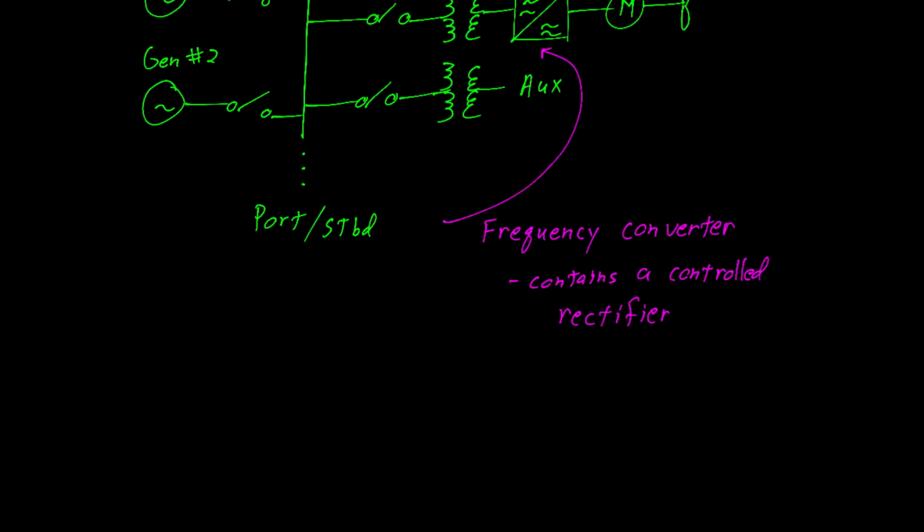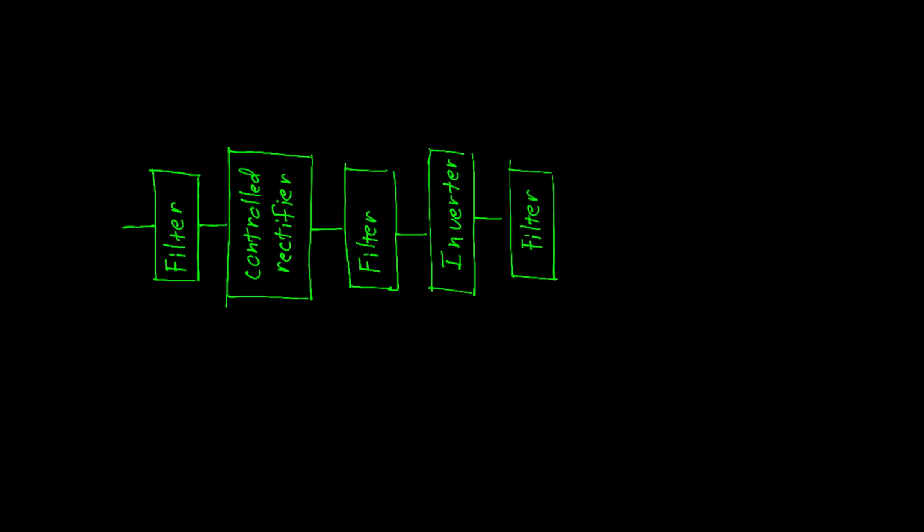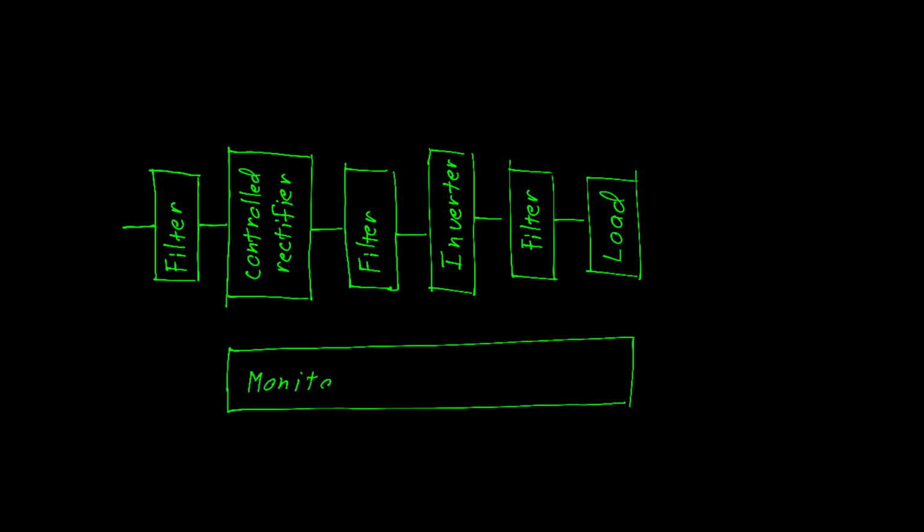If we were to look inside that frequency converter, we would find a filter. Here's our controlled rectifier, followed by a filter, followed by the inverter, more filtering, and finally we arrive at the load. Our monitoring and control system is much more complex now, and it controls both the rectifier and the inverter. And once again, we have feedback to respond to the load.